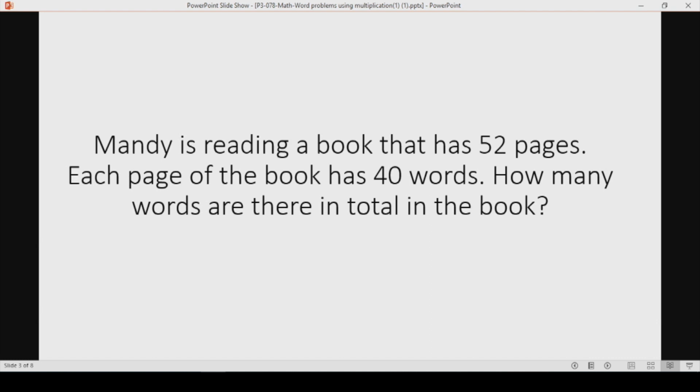Excellent. Well done, guys. You see, by multiplying the number of pages by the number of words on each page, we have the answer. Do you understand? Okay. Well done. Now, let's take a look at another problem.